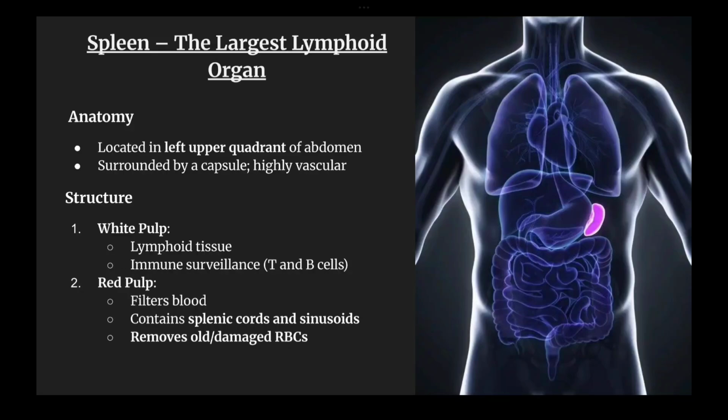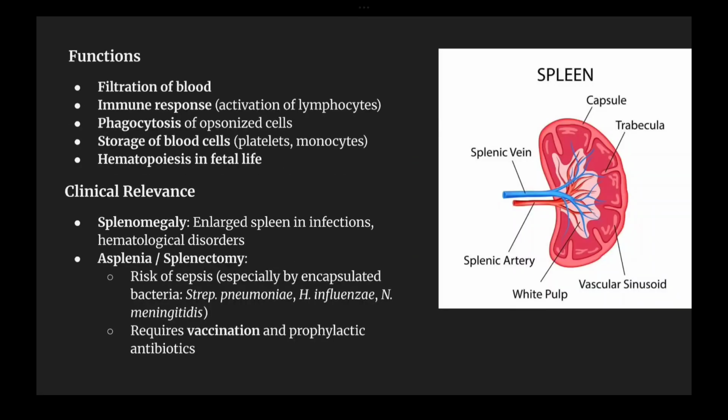spleen. Next, there is red pulp as well, which helps in filtering the blood, and it contains splenic cords and sinusoids which help in the transfer of the blood and filtering of the blood. They also remove the old and damaged RBCs, and hence it is called red pulp. And white pulp is the lymphoid tissue which carries out all the waste products from the RBCs that are being removed. Now, what is the function of the spleen?